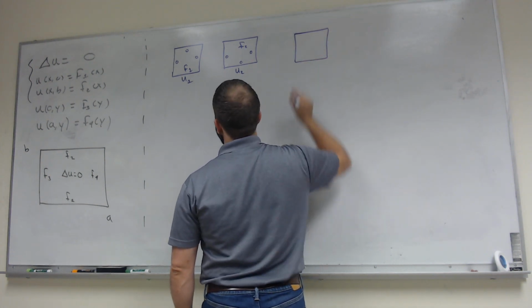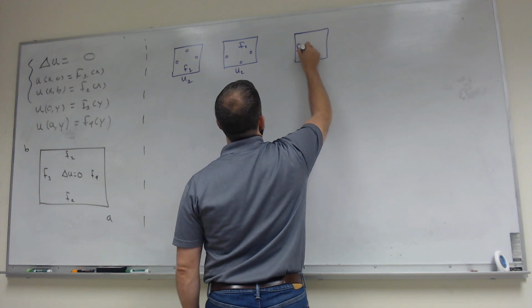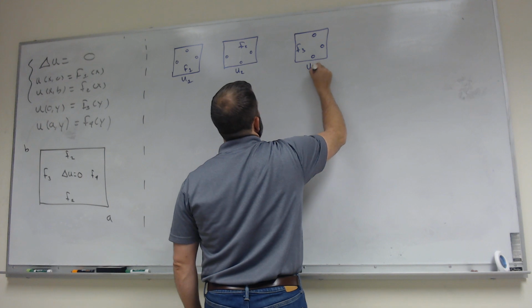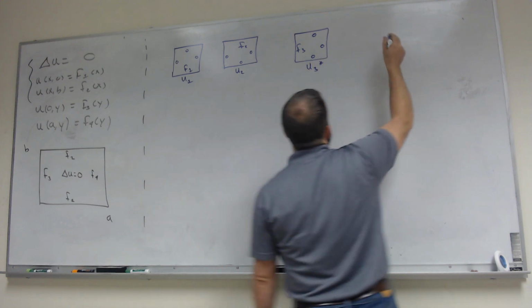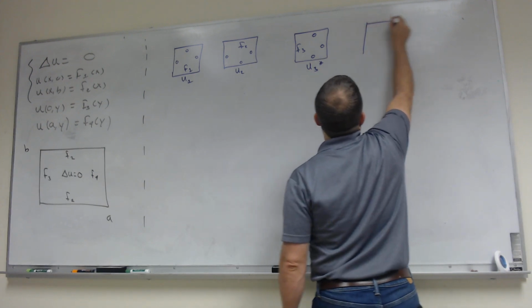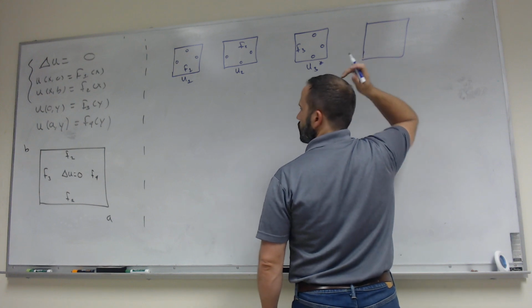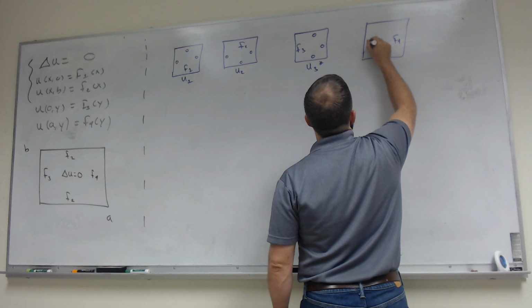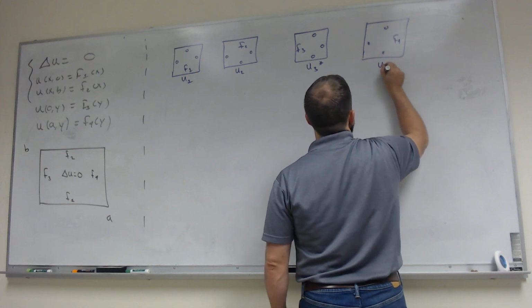Next up is going to be equal to f3 here, and it will be equal to 0 here. And we'll call this u3. This is the one that I'm actually going to solve. You'll see what I mean by that in just a moment. Then f4 here, 0, 0, 0, and we're going to call this u4.